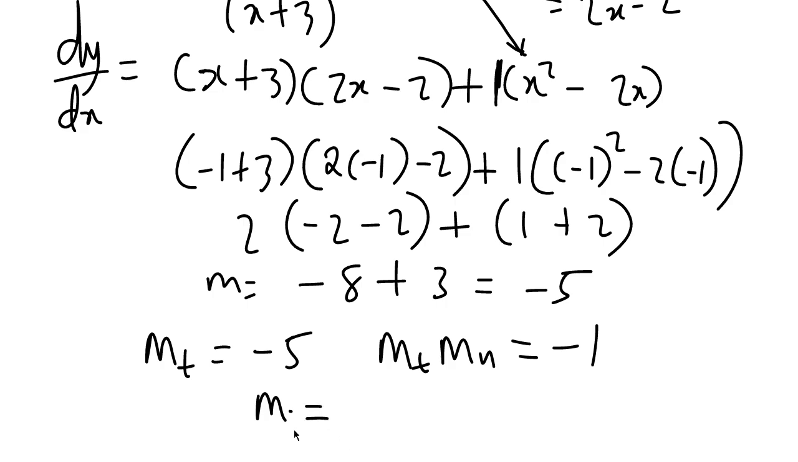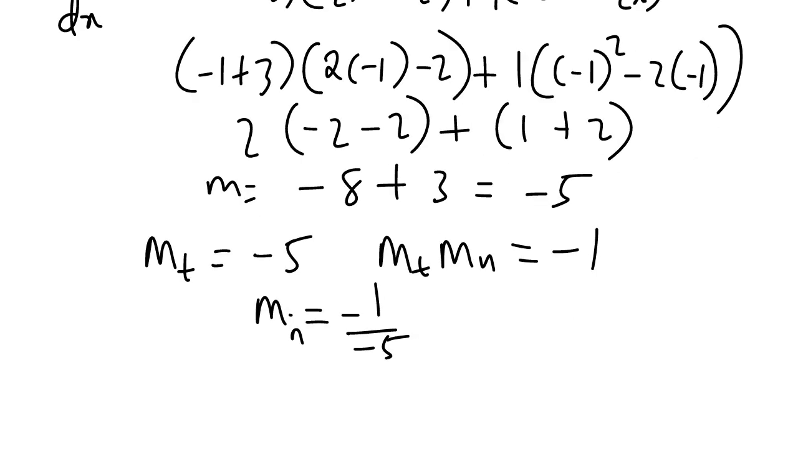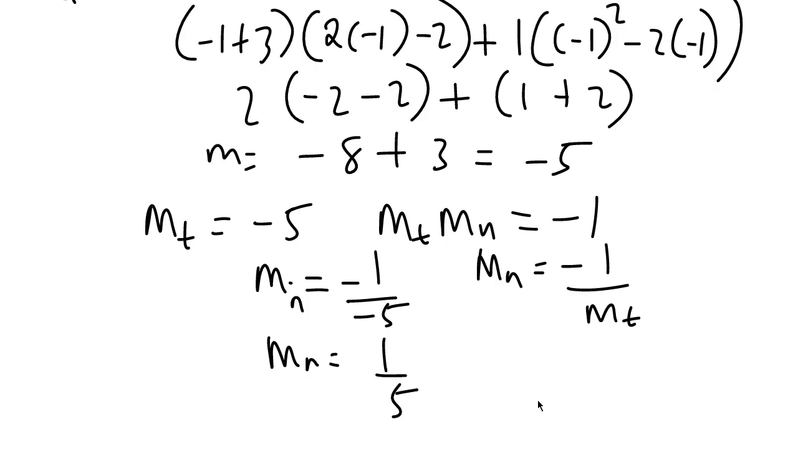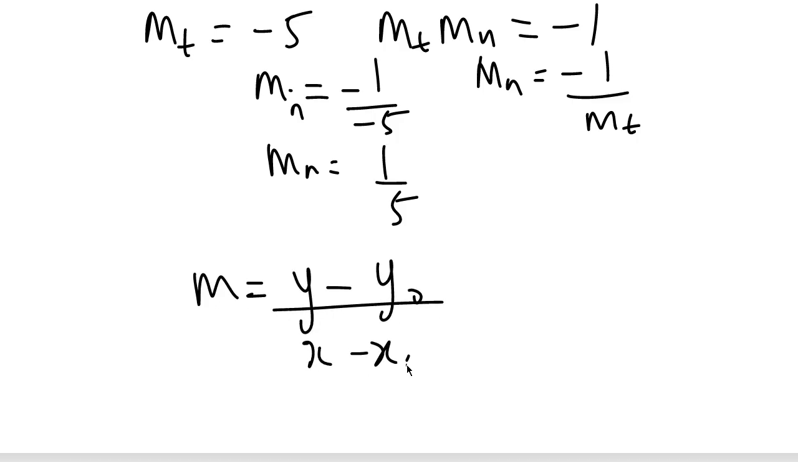right? So mn will be equal to negative 1 over negative 5. Are you following? Because if we make mn the subject, that's the gradient of the normal, that's negative 1 over mt. And we got mt as negative 5. So mn is 1 over 5. Following the same principle, nothing here is difficult. Following the same principle that says that m is equal to y minus yo all over x minus xo.